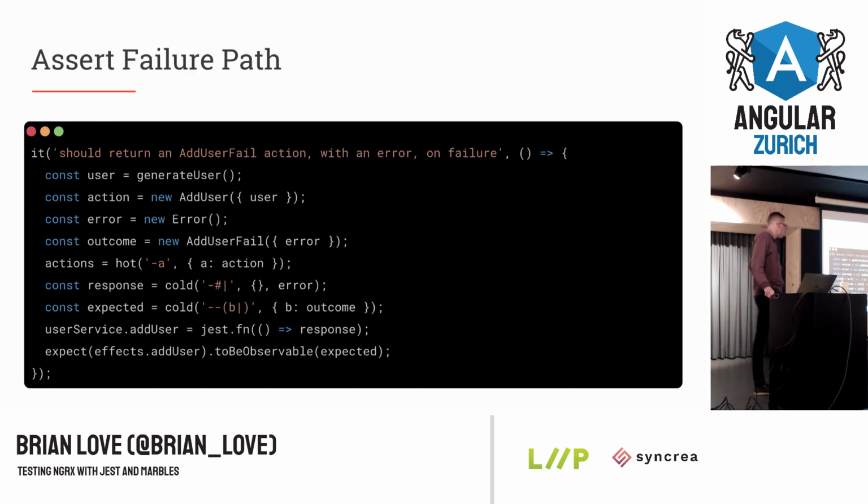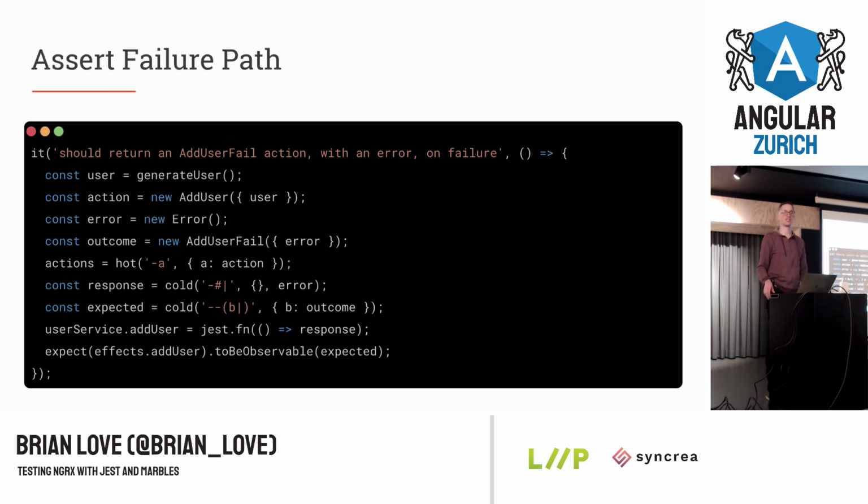Okay, so did we finish this? Yes. So we talked about the expected. After 20 frames, we're going to get our outcome, which is the add user fail action, along with a completion notification at the same time. So that's why we use the parentheses to group those together. And then here is where I'm overriding that method in the user service. I'm just setting that to a mock function that's returning our response, which is that cold observable. We're mocking that cold observable that comes out of the HTTP client.